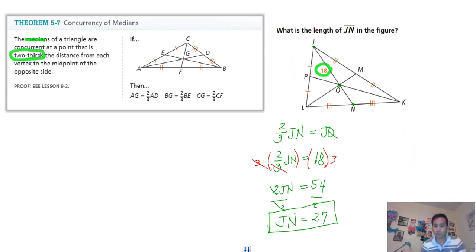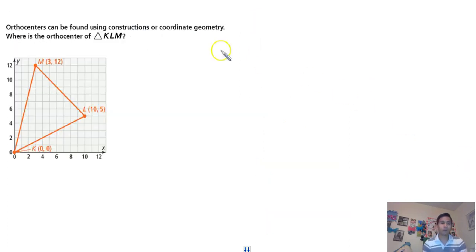Now let's do this one. Orthocenter. Orthocenter can be found using construction or coordinate geometry. Where is the orthocenter of triangle KLM? When we say orthocenter, this is a point of concurrency of the lines containing the altitudes of the triangle.